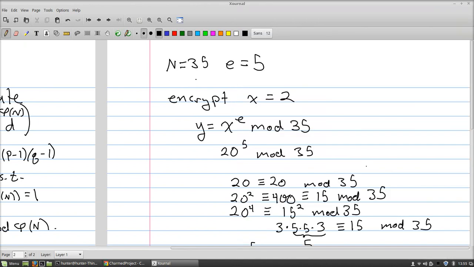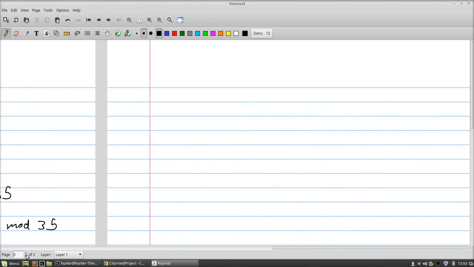Alright, so if you don't want to see another example, I guess you could fast forward. So we've got to do, let me just do this on a separate page. So let's say that x is equal to 21 and n is equal to 35. Oh, so the problem maybe is e and d. So let's change e too. Let's make e equal to 7.